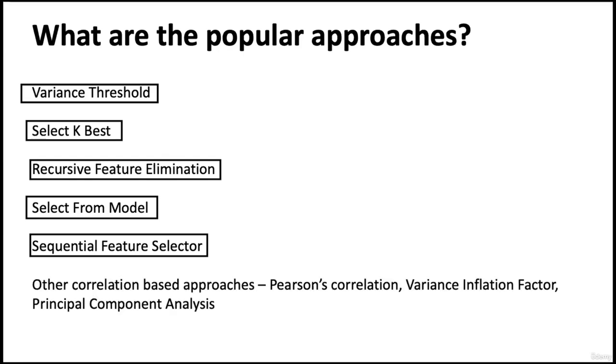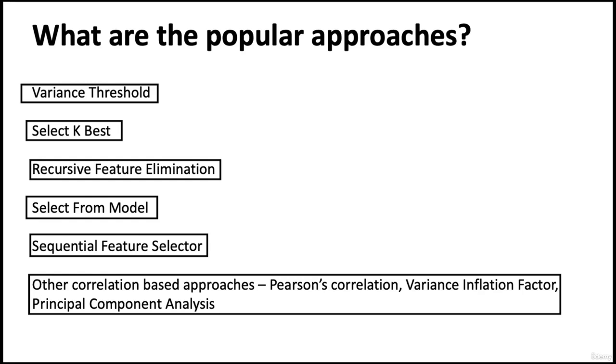And we've already discussed other approaches in the previous modules, like the approaches related to Pearson's correlation, keeping or dropping the features based on the correlation values, or keeping or dropping the features based on the variance inflation factor. We can also do principal component analysis, which is an unsupervised learning technique.